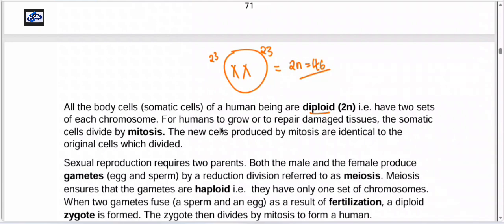So it means that for humans to grow or repair damaged tissues, the somatic cells divide by mitosis. Remember, mitosis, good people, occurs in our somatic cells, not our sex cells. Meiosis is the one that occurs in our sex cells. The new cells produced by mitosis are identical to the original cell which divided. So if this is a cell containing 46 chromosomes, we are going to have two genetically identical daughter cells, identical to the original cell.